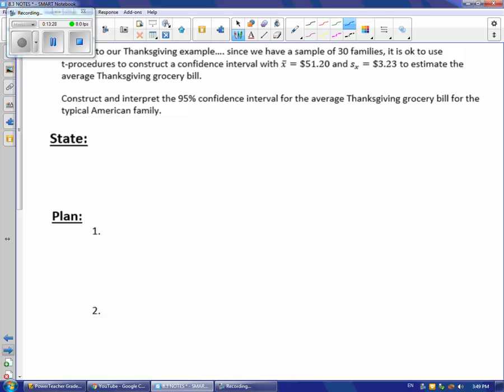Okay, if you see construct and interpret a confidence interval, you are doing a confidence interval, not a test. We'll get to tests later. So we are constructing and interpreting a 95% confidence interval for the average Thanksgiving grocery bill for the typical American family. So let's state what we're trying to find in context.